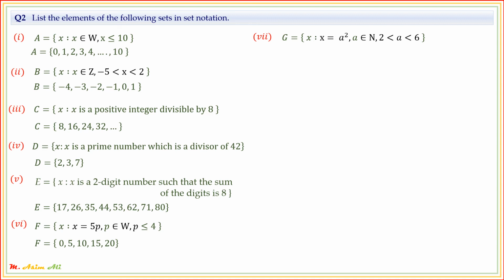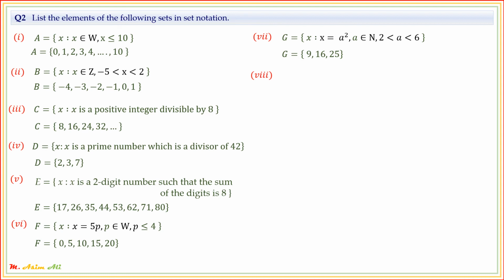Then next to 3 you have 4. That means you will take the square of 4. x is equal to a square, so 4 square will be 16. So the next element is 16. So 9, 16 and so on. We will take the square of 5 also, which is 25. We'll write all these elements: 9, 16 and 25.